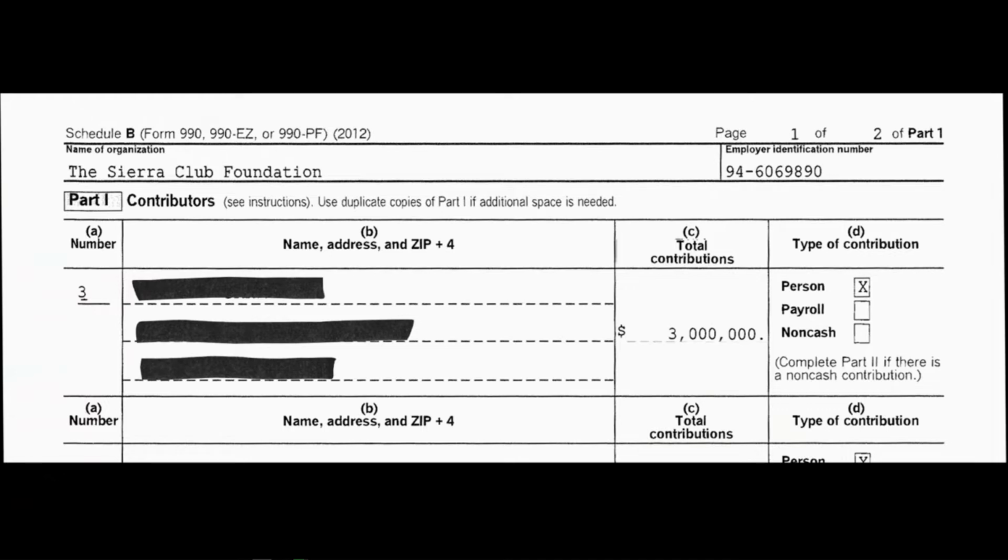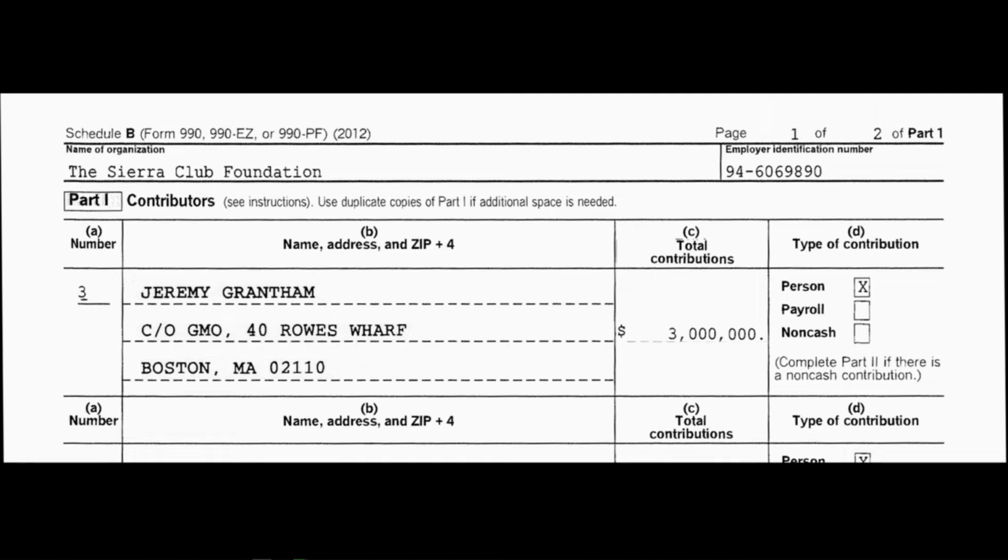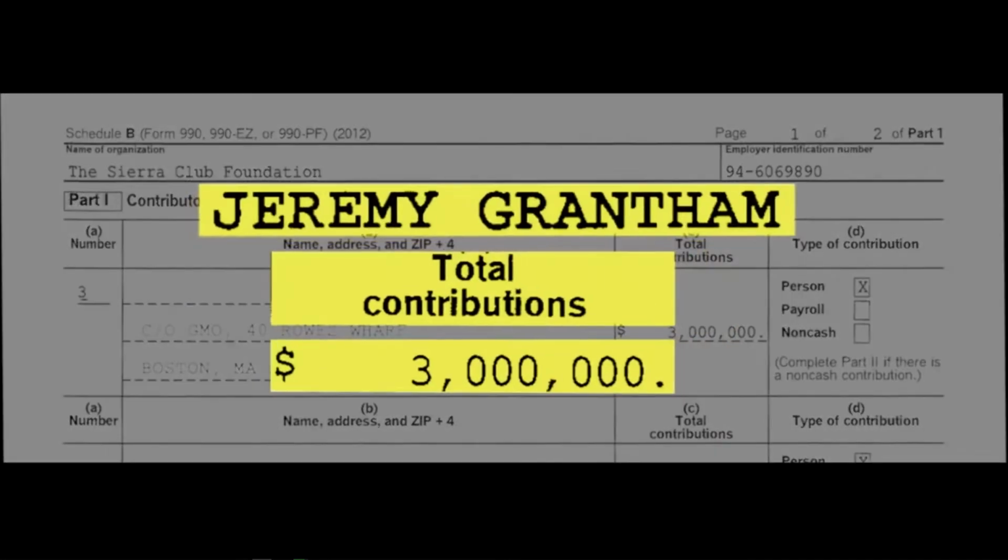Why is this name redacted on the Sierra Club's tax return? Would they be embarrassed to take $3 million from a man who made his living selling the forests of the world? Bloomberg bringing a timber investment billionaire to the party was no coincidence.